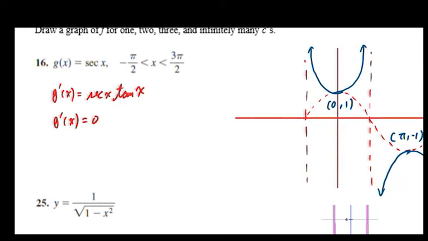So we set it equal to 0 or we look for the place that is undefined, right? So this is 0 at x equal to 0, and also x equal to pi, correct?